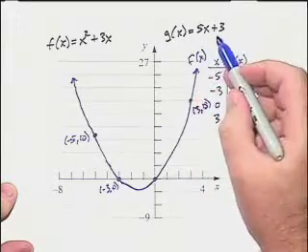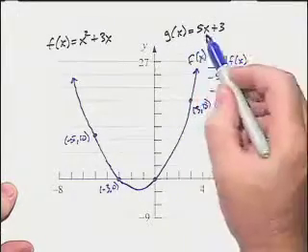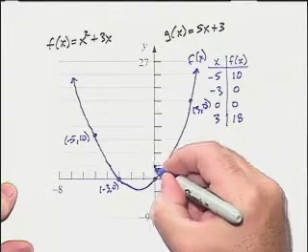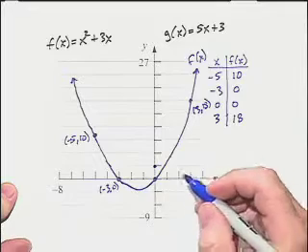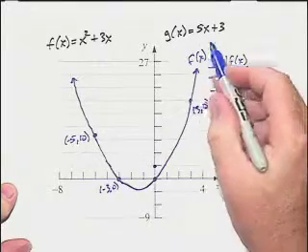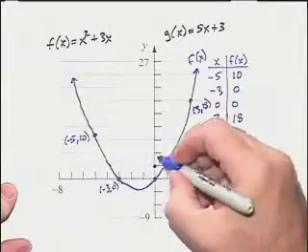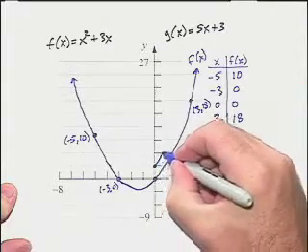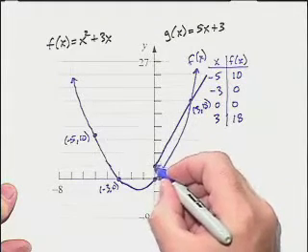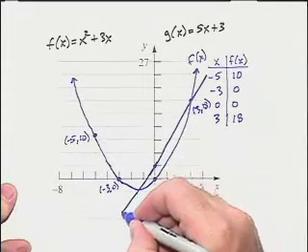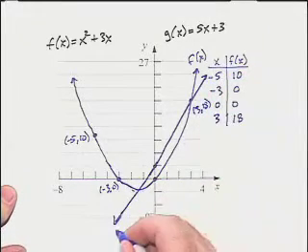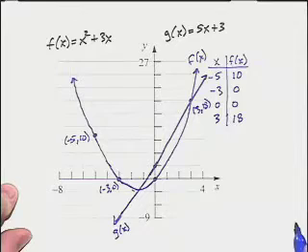g of x is a linear equation, so we have a linear function here. The y-intercept is 3, and we plot that. And we can pick one other point. Say x is equal to 3. If x is 3, g is 18. So we'll connect these two points. And that's the graph of g of x.